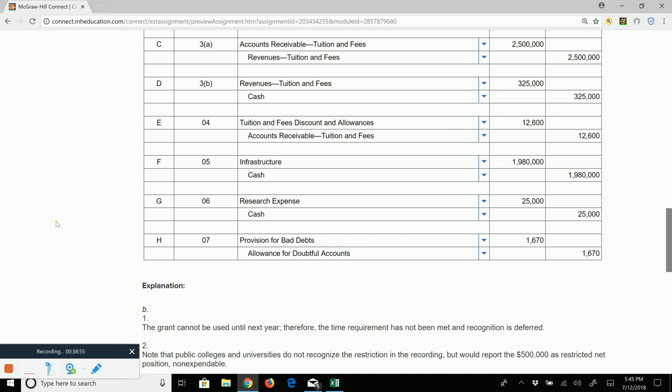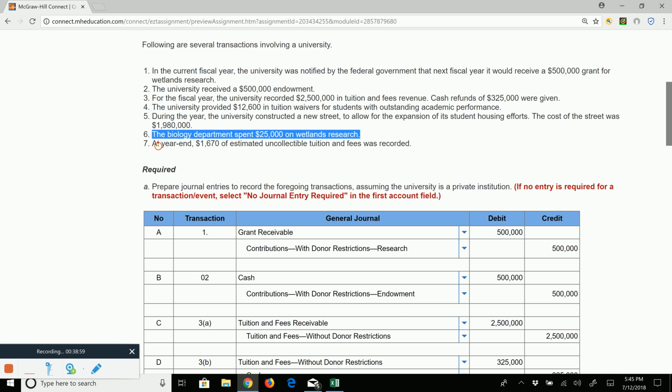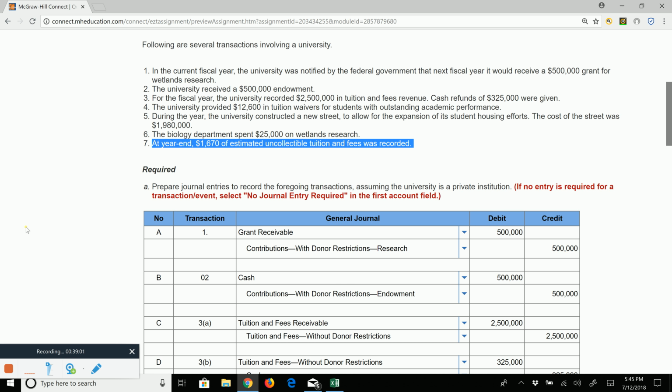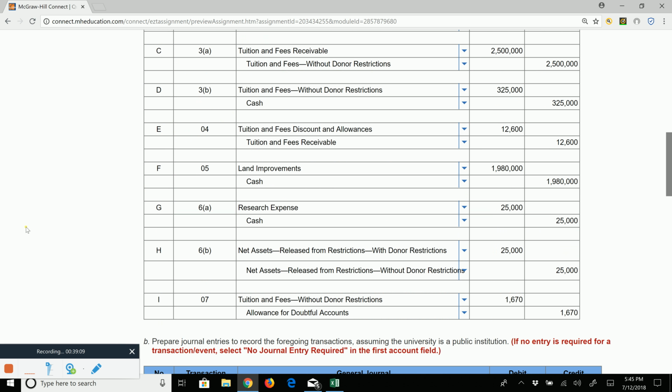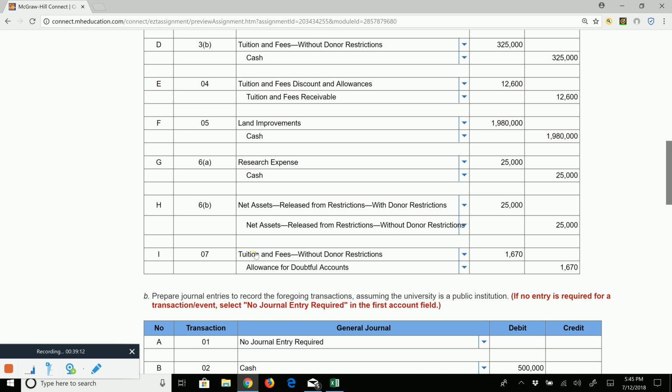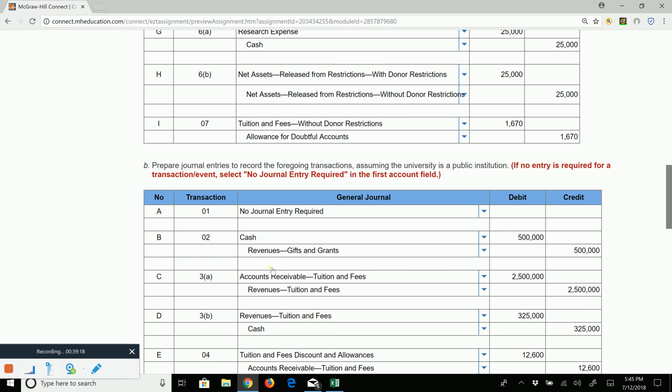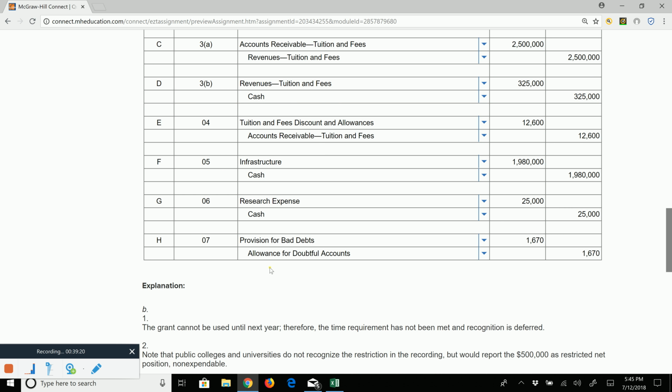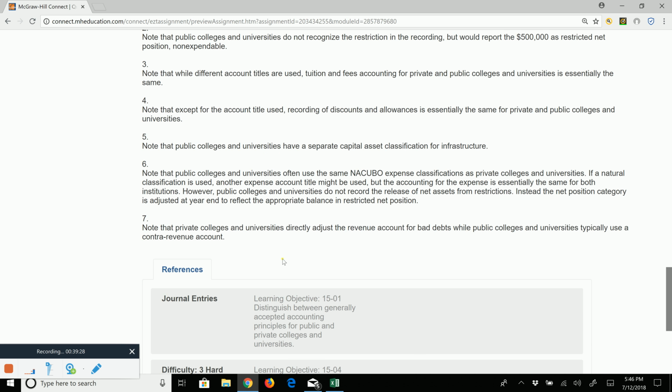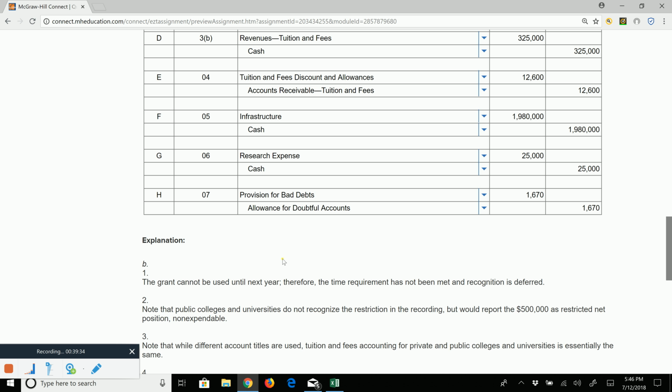And last but not least, number 7. At year end, $1,670 of estimated uncollectible tuition and fees was recorded. The private university is going to directly debit the revenue account, tuition and fees, and credit your allowance for doubtful accounts. However, the public university is going to use a contra receivable called provision for bad debts and credit your allowance for doubtful accounts.